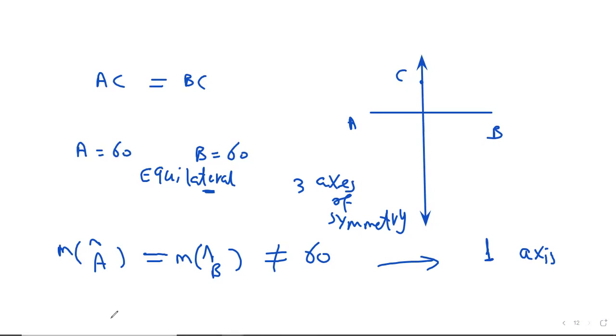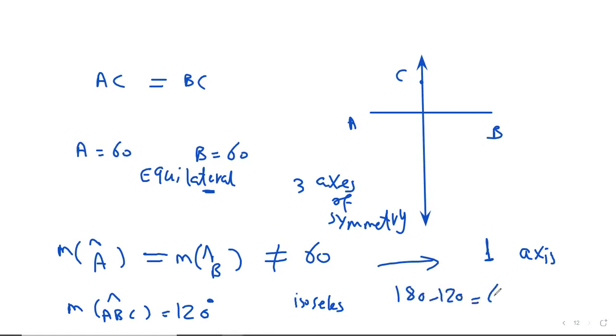If triangle ABC has one axis of symmetry and measure of angle ABC equals 120, the triangle has one axis of symmetry, that means the triangle is isosceles triangle. So 180 minus 120 equals what? 60. This 60 is going to be divided by 2. So the measure of angle A equals 30.